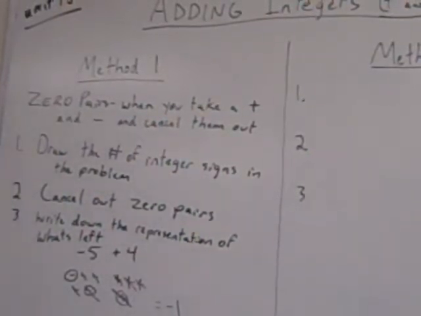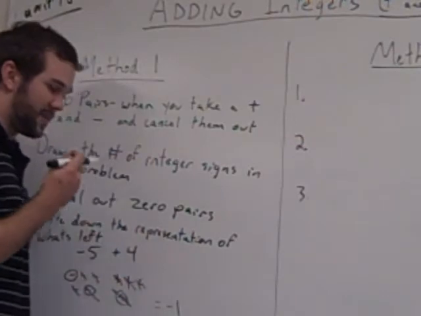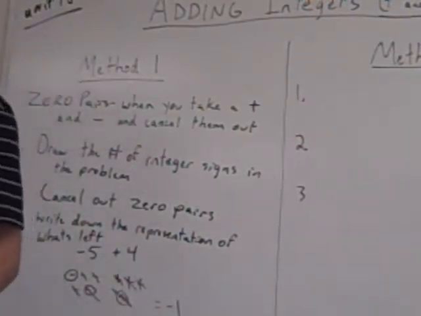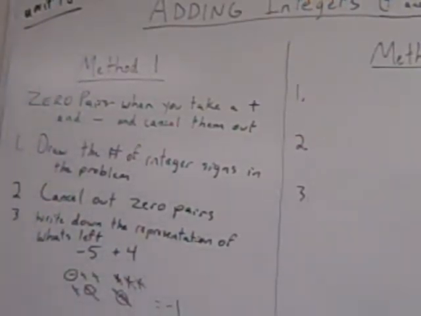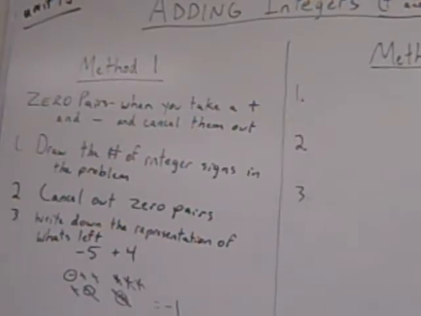What if you have like -5 and +5? Is it just equal 0? So she's saying -5 and +5. When I did my zero pairs, what would I have left? 0. So my answer would be 0. Exactly. Good question.